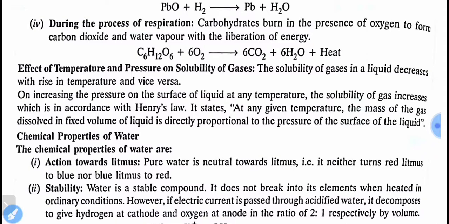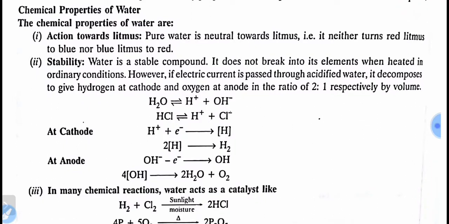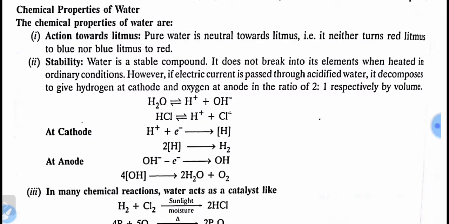Now today we have to discuss a new topic, that is chemical properties of water. The first property is the action towards litmus. As you know, pure water is neutral towards litmus. When a pure substance is not acidic or basic in nature, it neither turns red litmus to blue nor blue litmus to red. This is when we talk about pure water only, mainly distilled water.